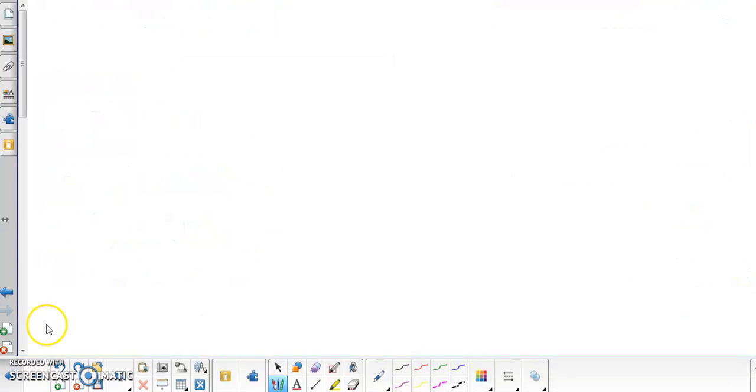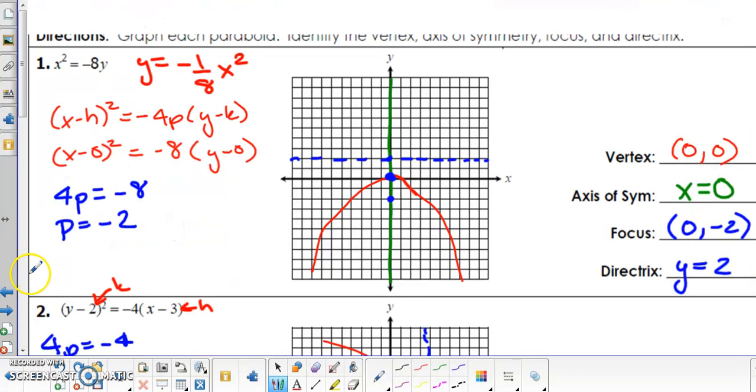Okay. So that should take care of the first part of parabolas that we did. I'm going to do the other one, where we write the equation given the information, in the next video.